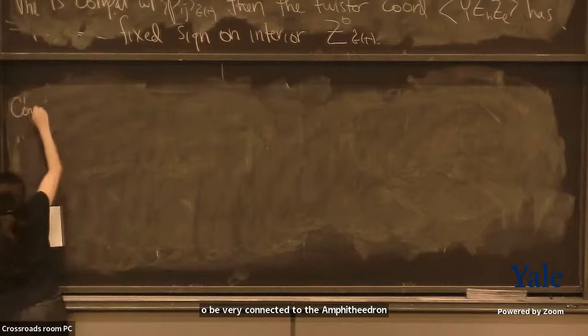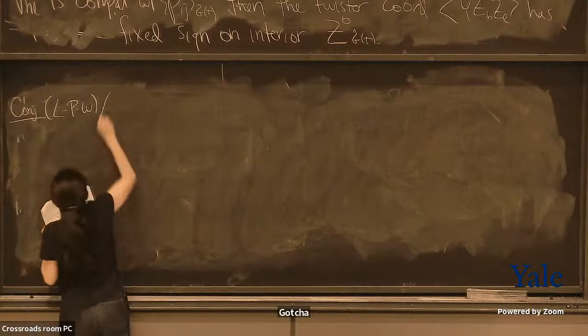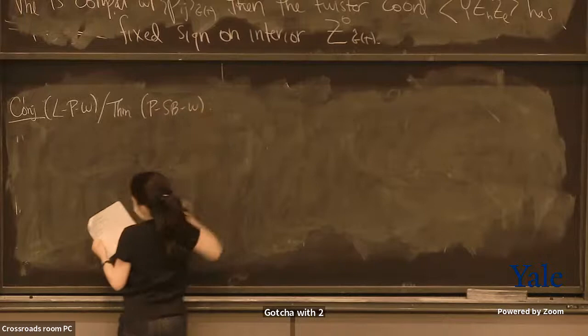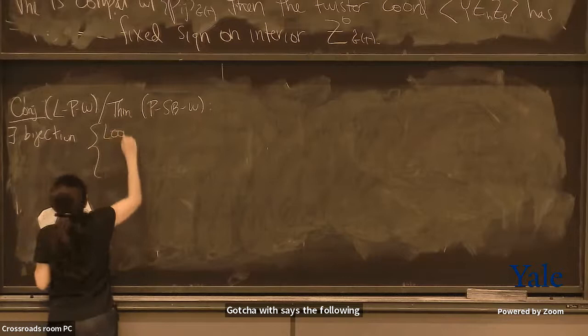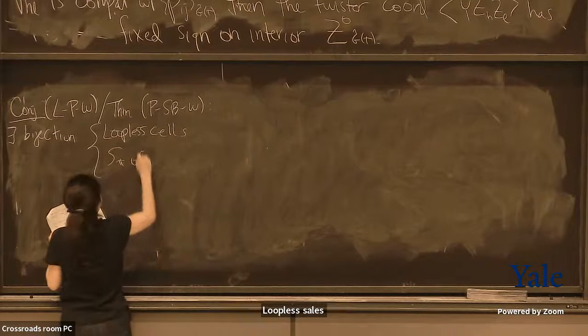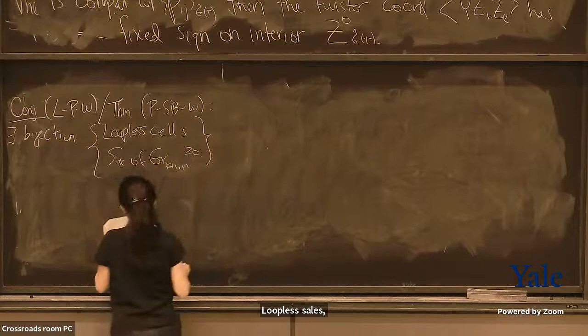Conjecture with Lukowski and Parisi, proved with Parisi and Sherman-Bennett, and says the following. There is a bijection from loopless cells of the TNN Grassmannian. Loopless just means you don't have an identically zero column.